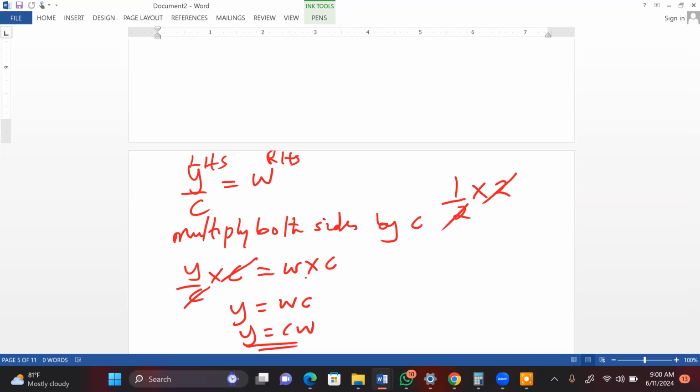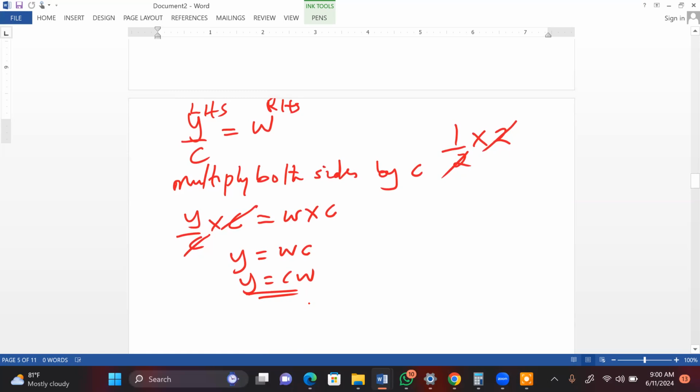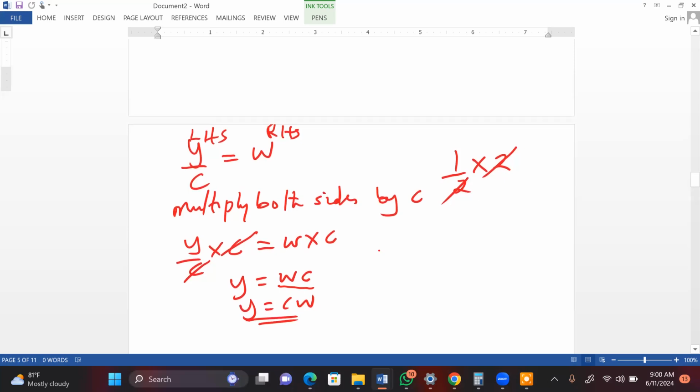Why did you not say Y equals CW? Can't you leave it at WC? Good. It's possible in exam you might not see WC. You will see CW. Why? They are writing it in alphabetical order. C comes before W. Okay. It's still the same thing. All right.